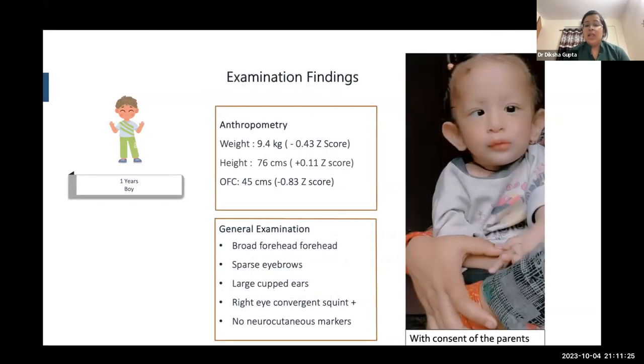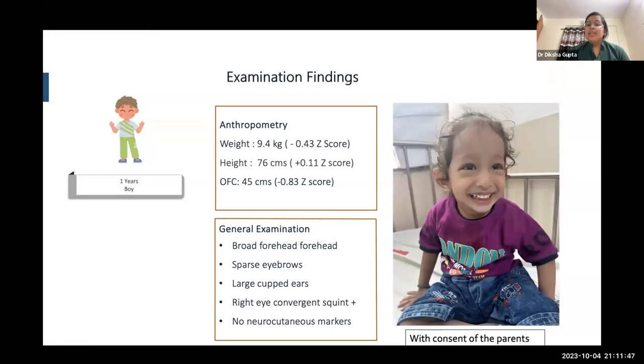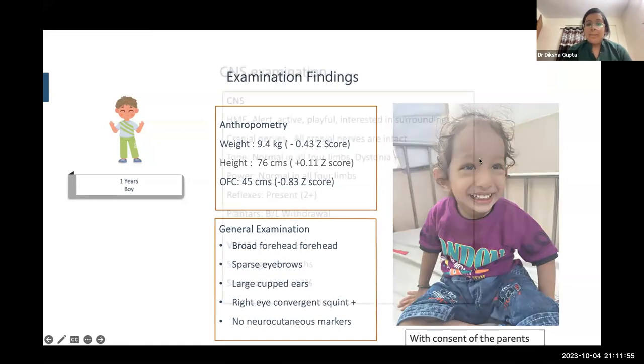On examination, his anthropometry was adequate. He did not have any microcephaly or macrocephaly. These are the images which the parents had shown us. In this image, we can see that the child had a broad forehead, sparse eyebrows, large cupped ears, and a convergent squint in the right eye. Apart from this, there were no neurocutaneous markers. This is the latest image of the child when he came to us in the OPD follow-up. Again, we can see that he had sparse eyebrows and a broad forehead.